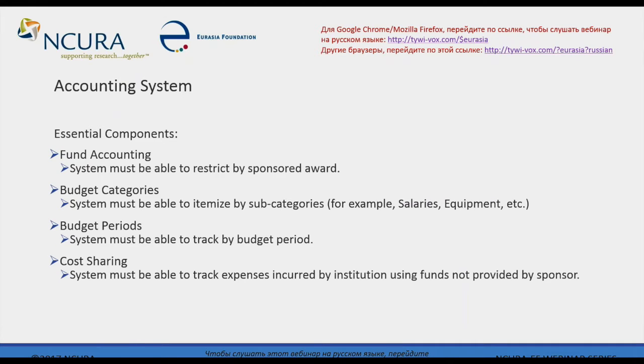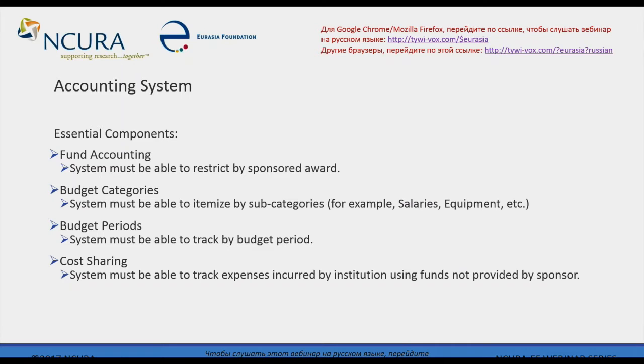Within an accounting system, there are some essential components. The system should have fund accounting tracking capabilities. You should be able to identify at any point in time the status of a specific research award. It should be restricted to just that award and not commingled with funds from other sponsors or other grant programs.